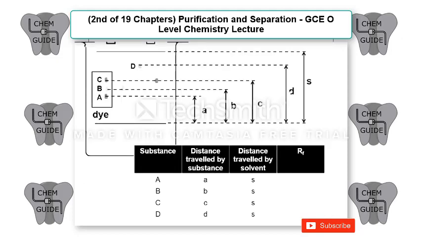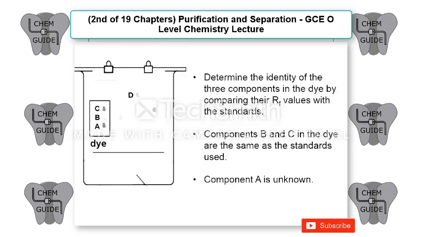Okay, so quite simply, if I were to calculate the RF value for the earlier chromatogram, it would be this. This is simply A over S, B over S, C over S, and D over S. Distance travelled by the substance versus distance travelled by the solvent. So with this, I can identify the components because I can compare the RF values. So the RF value of this green spot here will be the same as the RF value of this green spot. The RF value of this red spot here will be the same as the RF value of this red spot. This one and this one will not be the same.